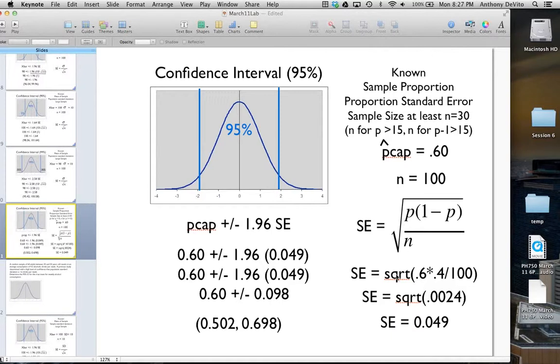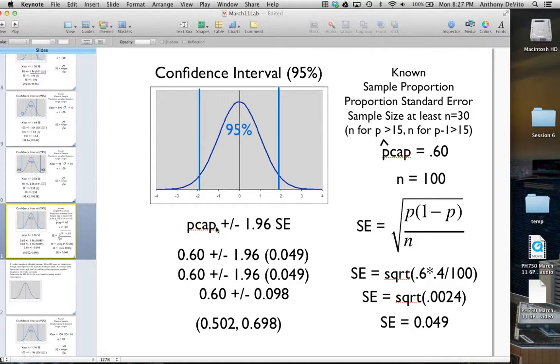So standard error is going to be equal to the square root of 0.6 times 0.4, which is 0.24, divided by 100, which is 0.0024, and the square root of 0.0024 is 0.049, or about 0.05, about 5%. Right? So now let's go back here.